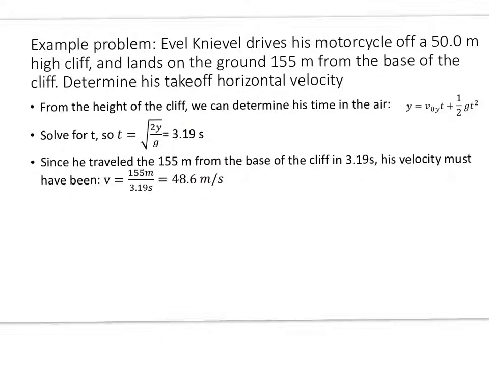seconds. Okay, so now, if he's traveled that 155 meters from the base of the cliff in 3.19 seconds, that x velocity, horizontal velocity, which is constant, is just going to be equal to displacement divided by time. So it's 155 meters divided by this time, 3.19 seconds, and the velocity comes out to be 48.6 meters per second.